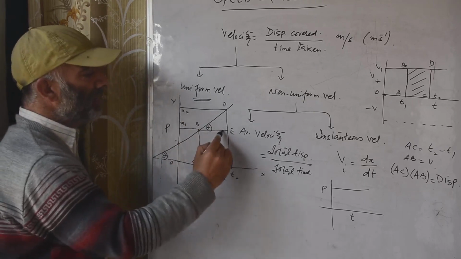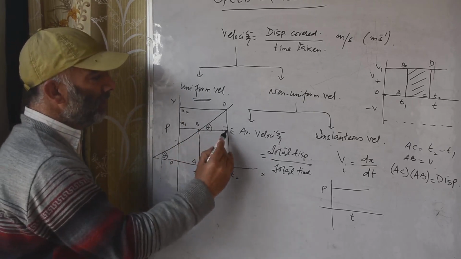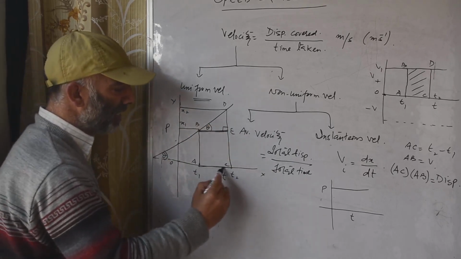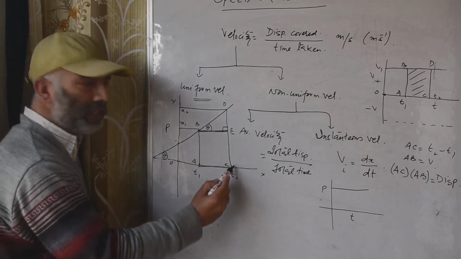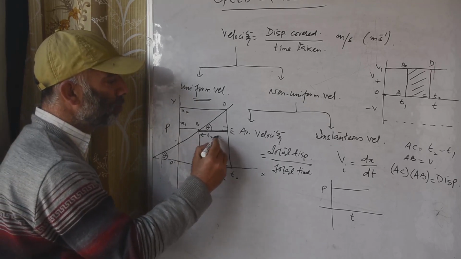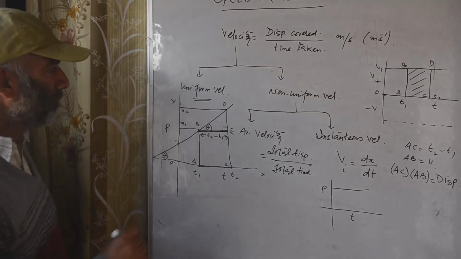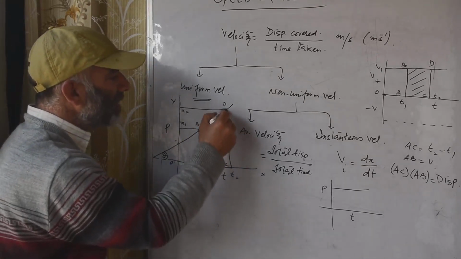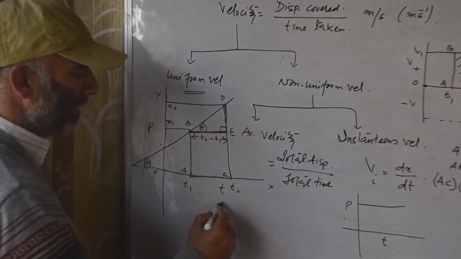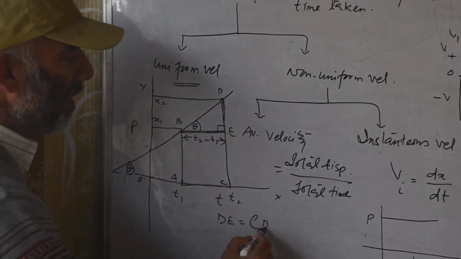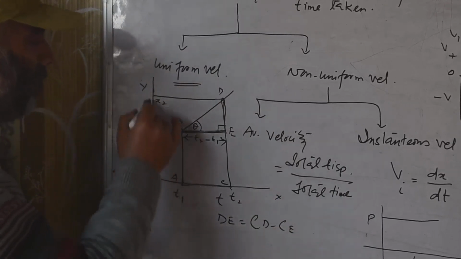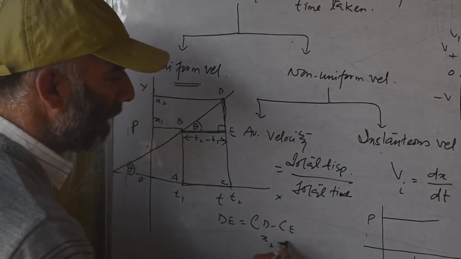In right angled triangle BED, what does BE represent? Think about it. So this BE is basically AC. What is AC? AC is OC minus OA, that is T2 minus T1. Exactly. So what does DE represent? DE is basically CD minus CE. What is CD basically? CD represents the final position, it is x2 minus x1.